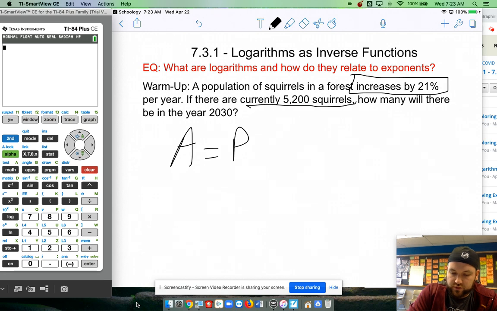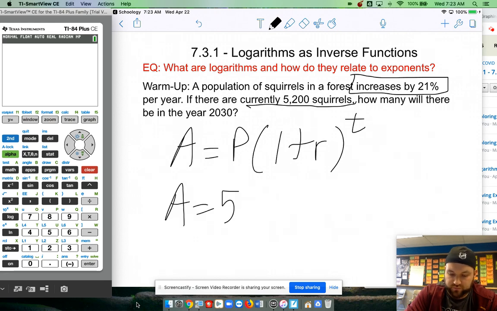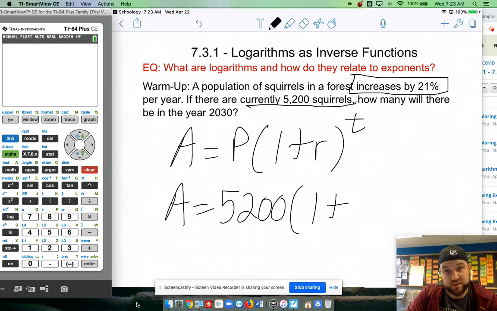And just to remind you, this was our exponential growth equation, where P is the starting value, R is the percentage as a decimal, and T is the time, most of the time in years, and in this case, that is true. So I'm starting with 5,200 squirrels. 1 plus the percentage change. It's going up by 21%, so that's 0.21. Don't forget this has to be a decimal.